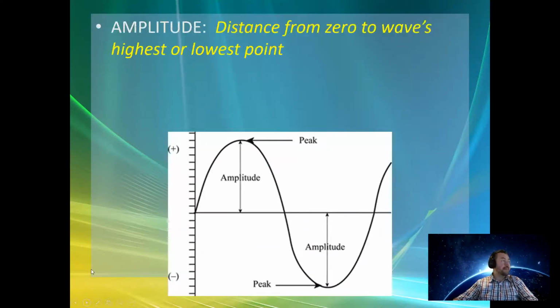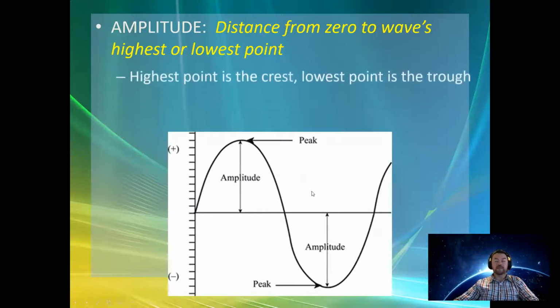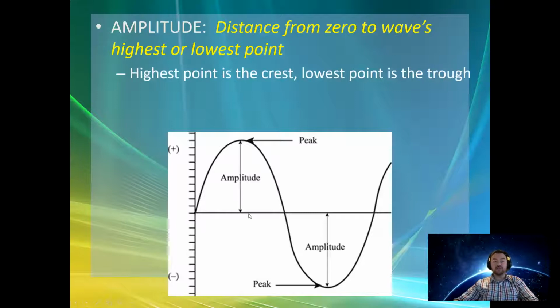There we go, amplitude. The amplitude is the distance from zero, which is this right here. It's that center line. That's the medium, not moving up or down, but the amplitude is the distance from zero to the highest point or from zero to the lowest point. That is called the amplitude. So you typically measure it from zero to the top of the crest or from zero to the bottom of the crest.